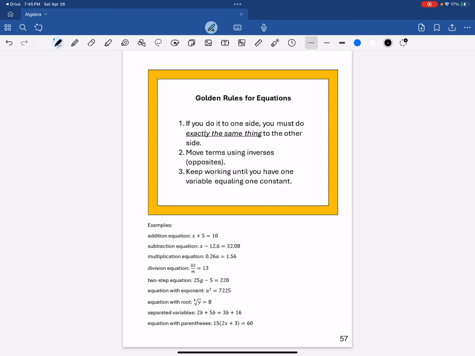Number one, if you do it to one side, you must do exactly the same thing to the other side. And we're talking about the two sides of equals. And you'll see that in just a second. Number two, you move terms using inverses or opposites. The inverse of add is subtract. The inverse of multiply is divide. And number three, you keep working until you have one variable equaling one constant. And that is called a solution.